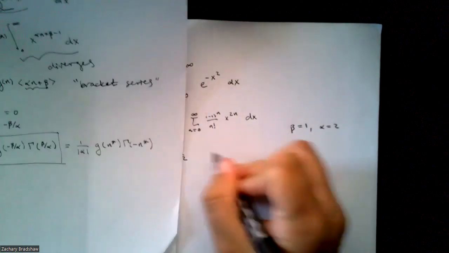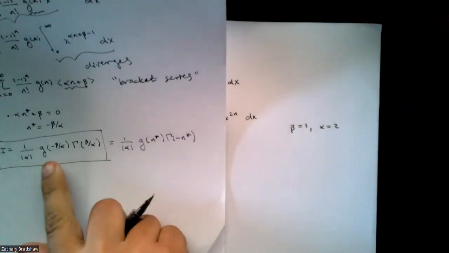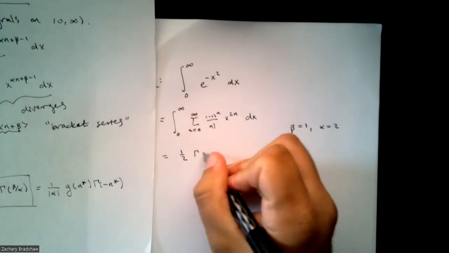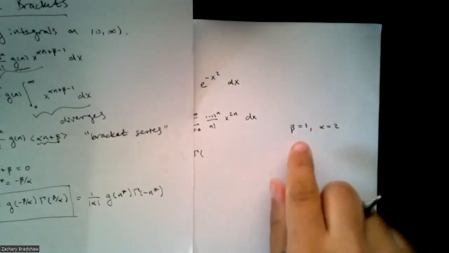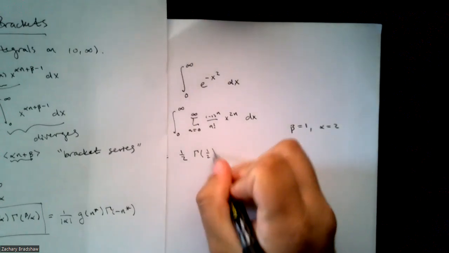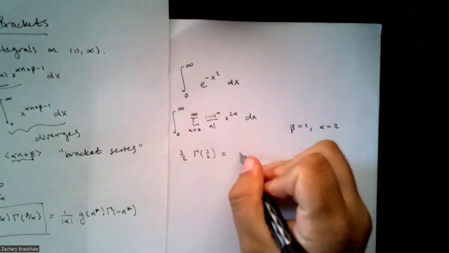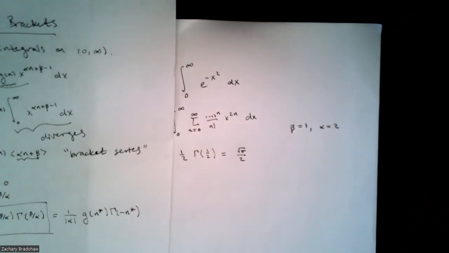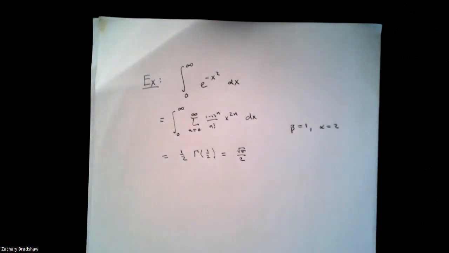So with beta equal to 1 and alpha equal to 2, we have 1/2 times g of minus beta over alpha. It doesn't matter what minus beta over alpha is, since g is just the 1 sequence, so this will be 1. And then times gamma of beta over alpha, that's gamma of 1/2. Gamma of 1/2 is the square root of pi. And that's exactly what the evaluation of the Gaussian integral is.